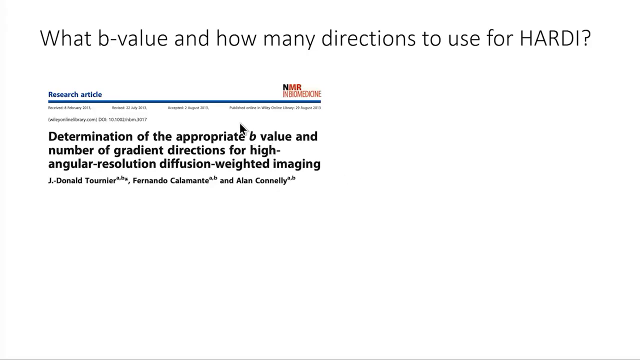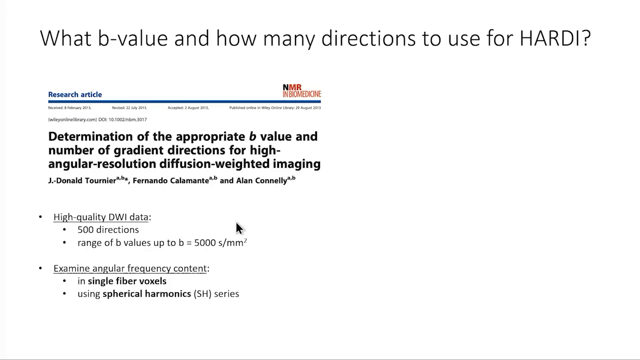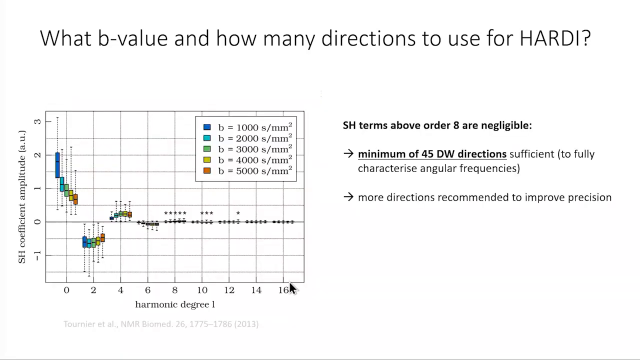So what's the optimal B value for HARDI, and how many directions should we acquire? This is something that was answered very elegantly in this paper by Donald Tournier et al. What they did was they started with a high-quality diffusion-weighted data set with 500 directions and B values ranging up to B5000. And then they analyzed the angular frequency content in single fiber voxels using spherical harmonic series.